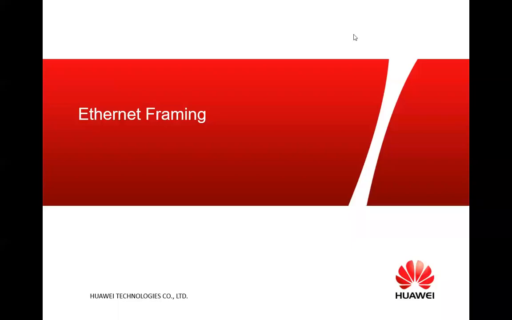So, good morning, students. Today's topic is Ethernet framing. Ethernet framing means we are talking about the second layer of the OSI model. In the physical layer, we transfer data in the form of bits. When we talk about the second layer, the data link layer, we are talking about data transfer in the form of frames.